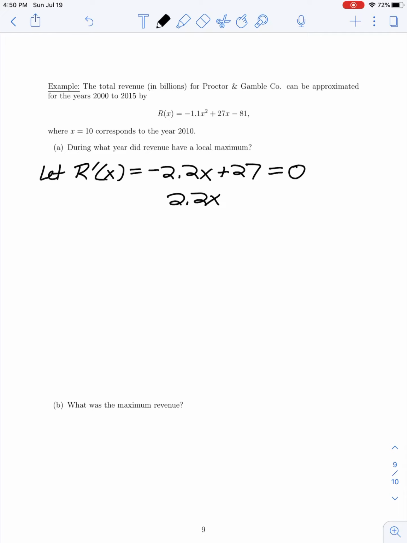And so solving for x, we would have 2.2x is equal to 27. So x is then 27 divided by 2.2, which is approximately 12.27. Since the value of x equals 10 corresponded to the year 2010 in the problem statement, this x equals 12.27 would be somewhere in the year 2012.